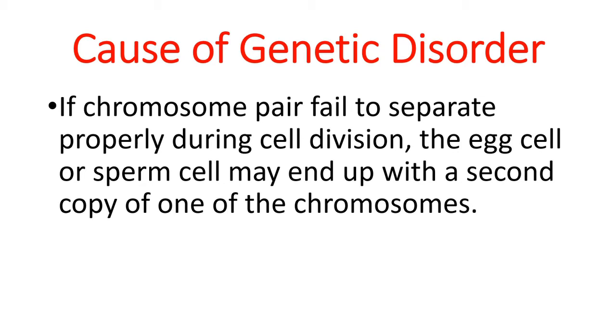If you look at the molecular level, or if you still remember your lesson about meiosis and mitosis, the problem in genetic disorder originates from meiosis. Remember, meiosis is the cell division of your gametes, your sperm cell and egg cell. What happens is that the chromosome pair fails to separate properly during anaphase, so either the egg cell or the sperm cell may end up with a second copy of one of the chromosomes.